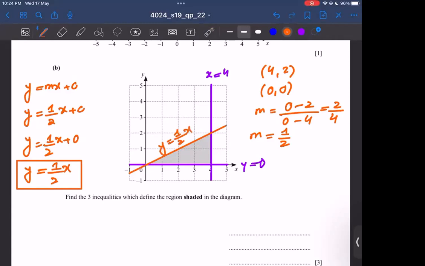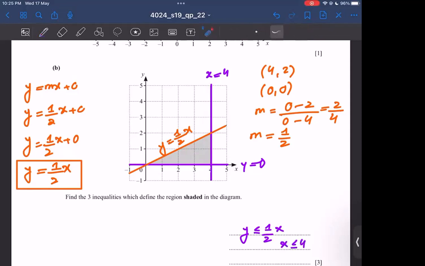Now, since the shaded part is below this line, I'm going to write y is less than or equal to half x. All right. And now what you can see is the shaded region is the left side of x equal to 4. So you're going to write the inequality x is less than or equal to 4.